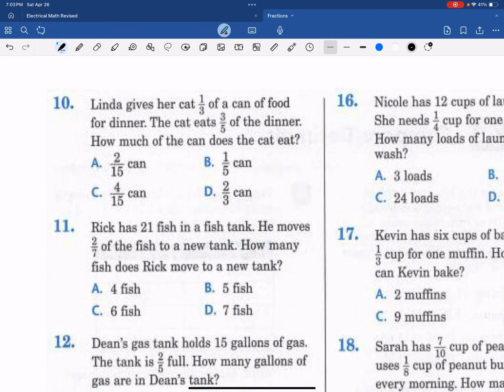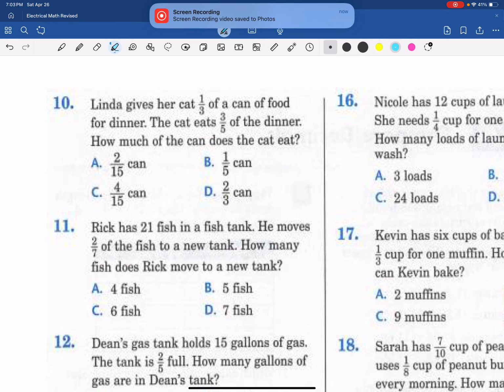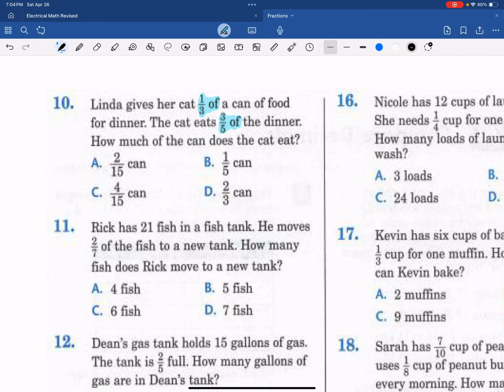Linda gives her cat 1/3 of a can of food for dinner. The cat eats 3/5 of its dinner. How much of the can does the cat eat? Anytime I see a fraction like 1/3 and the word "of" stuck together, that is very likely multiplying. So learn to look for that one. It'll help you.